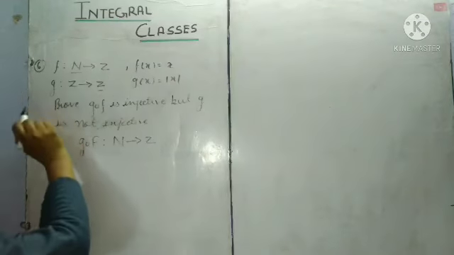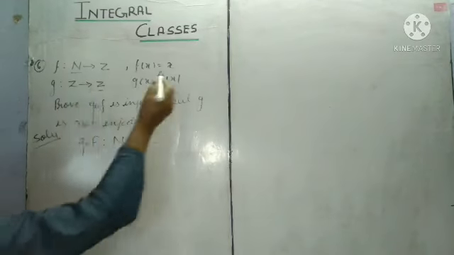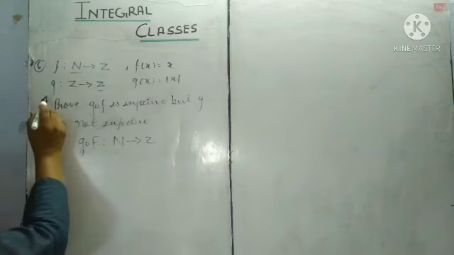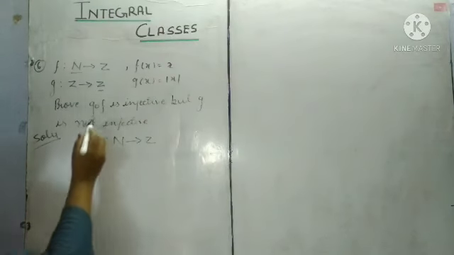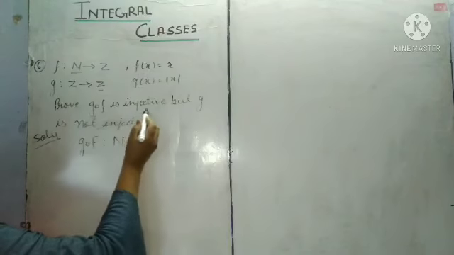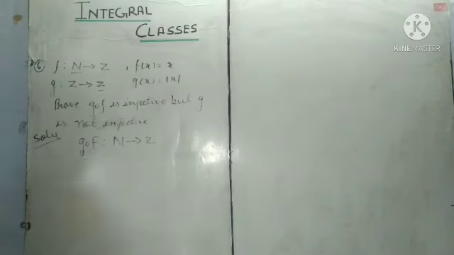Next question, question number 6. f is defined from N to Z where f(x) = x, and g is defined from Z to Z, g(x) = mod x. Now we will prove here that g of f(x) is injective but g is not injective.